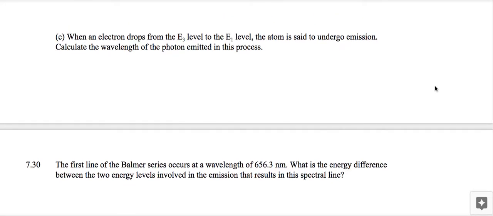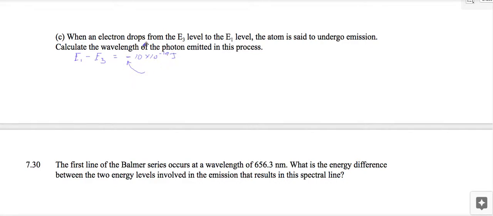When an electron drops from E3 to E1, the atom is said to undergo emission. Calculate the wavelength. Now this one is a little bit weird and has caused some students in the past to get a little flustered. So we're going to look at this here. E1 minus E3 gets us negative 10 times 10 to the negative 19th joules. And this thing right there really bothers some students. They say, well, it's a negative amount of joules. Incorrect statement. It's that we have 10 times 10 to the minus 19th joules being released.